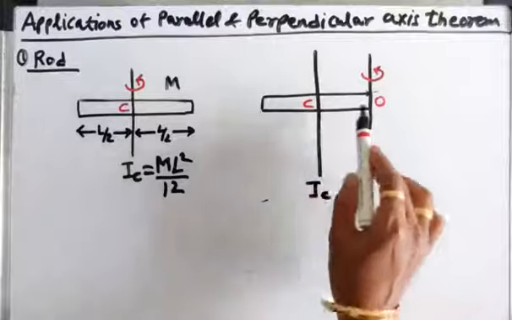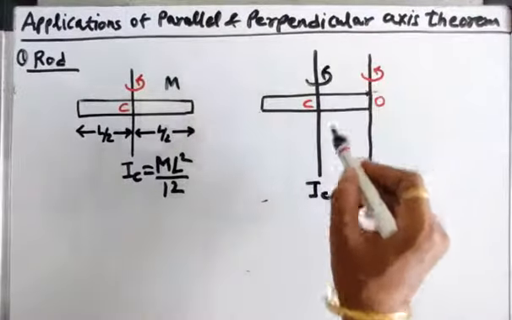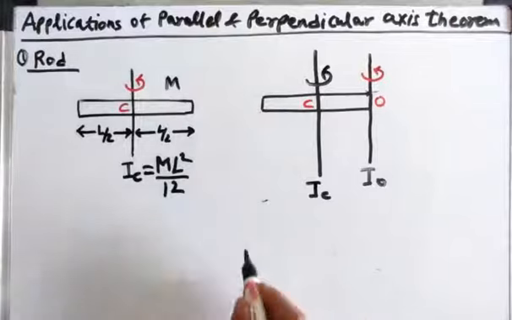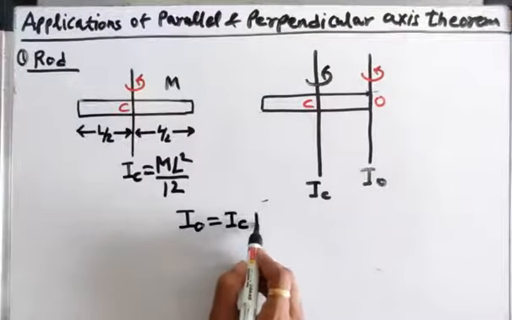So we can see these are the two axes which are parallel to each other. So by using the principle of parallel axis, we can write IO is equal to IC plus MH square. Therefore, IO is equal to IC. We are going to substitute this value. So this is ML square upon 12 plus M.